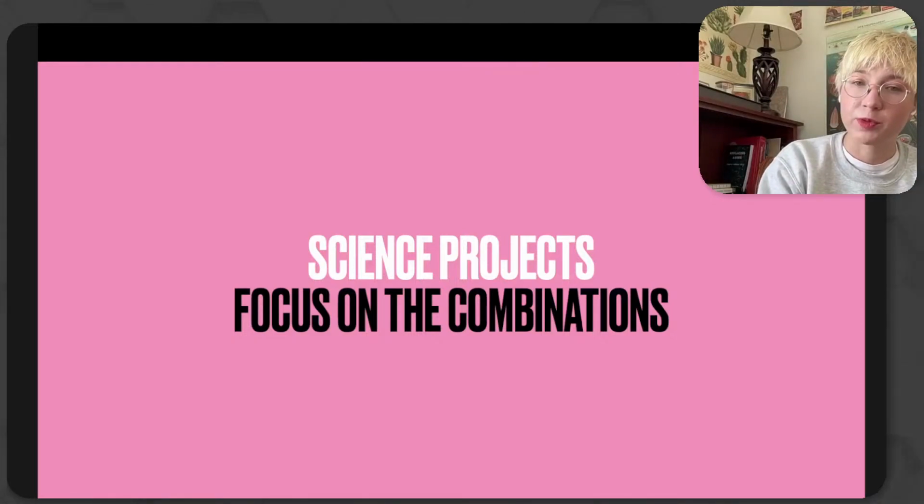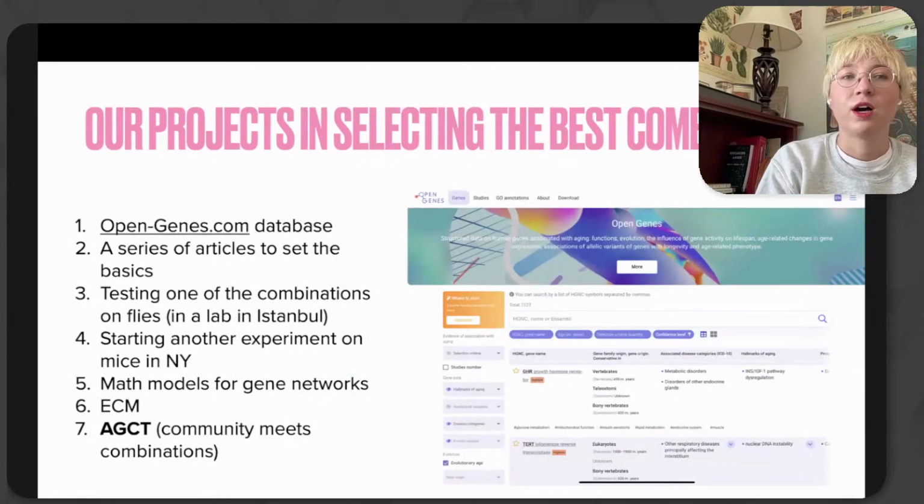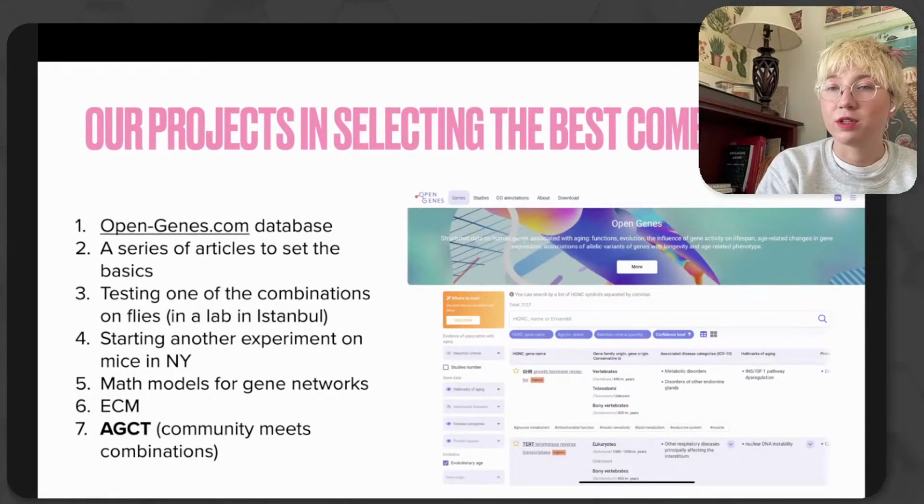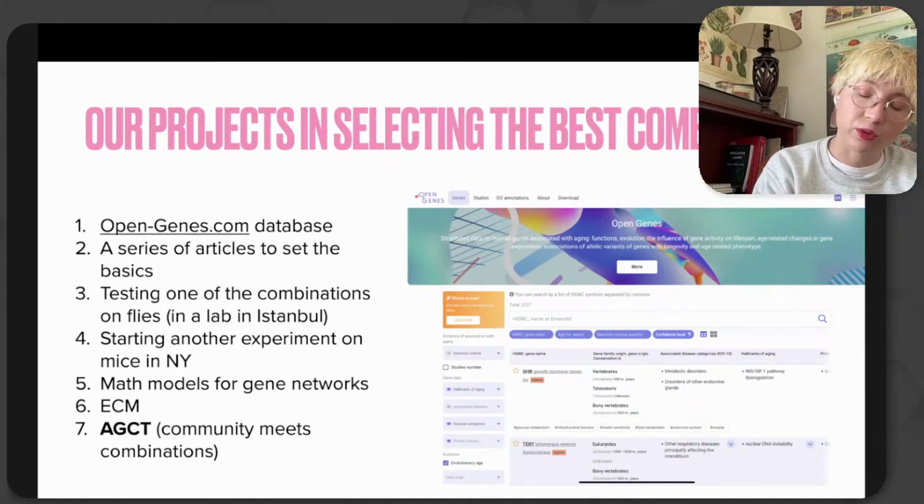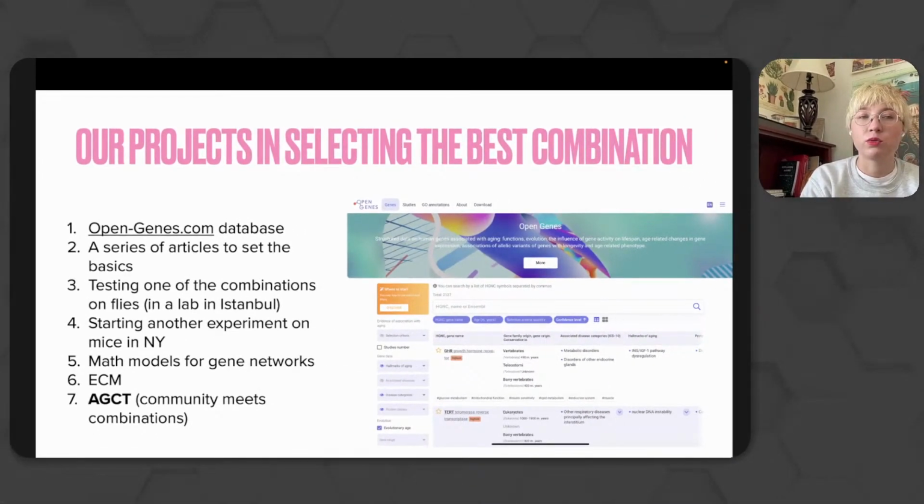And we do a number of experiments here as well. So, our projects in selecting the best combination. First, we built a database of genes associated with aging and longevity. It's called Open Genes. It's a 100% open database. We just combed through many articles which mentioned some alterations in genes.